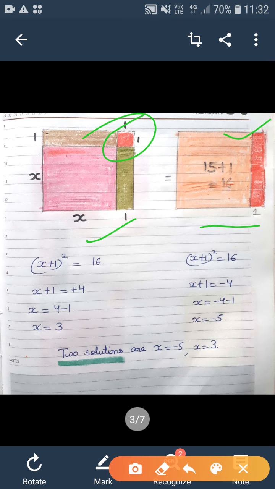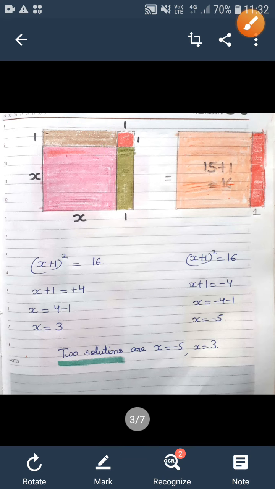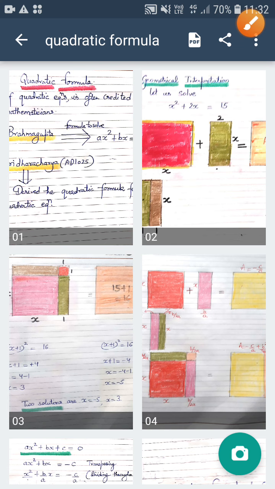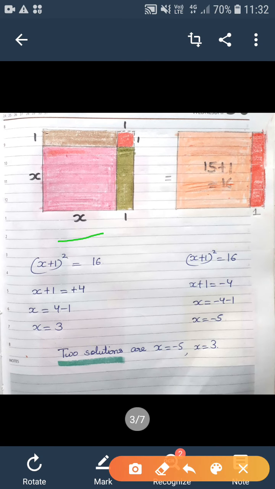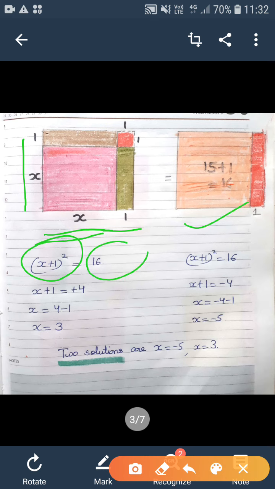As you can see in this figure, it is now totally a square. What is the side of this square? You can see that it is x, and the total length will be x plus 1 on each side because it is a square. So the area of the square will be side square, that is x plus 1 whole square, and this area is equal to the left hand side area, that is 16. So x plus 1 whole square is 16.